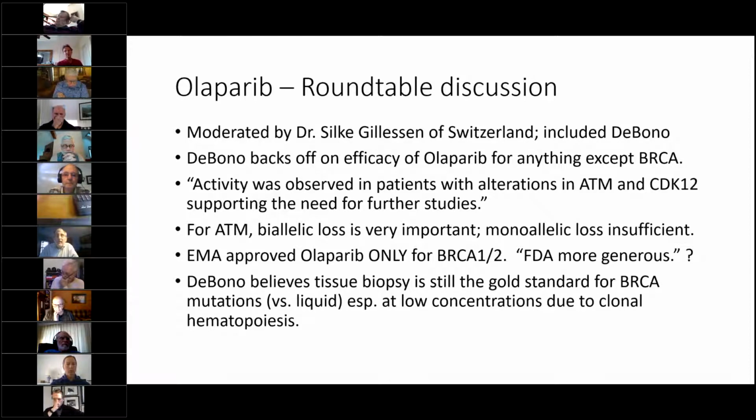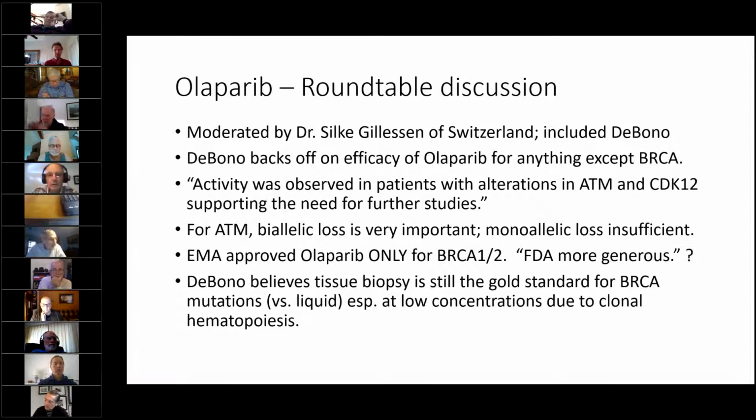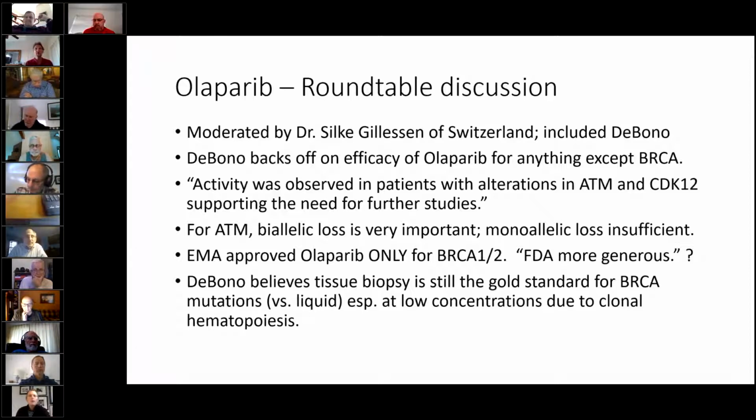Oh yeah, so some of this is what I already mentioned. This is from the roundtable discussion on olaparib, where De Bono backed off on the efficacy of olaparib for anything except the BRCA mutations. So as you guys may well remember, the FDA approved olaparib for BRCA1 and 2, ATM, CDK12, and a whole basket full of other mutations for which there was very little evidence.